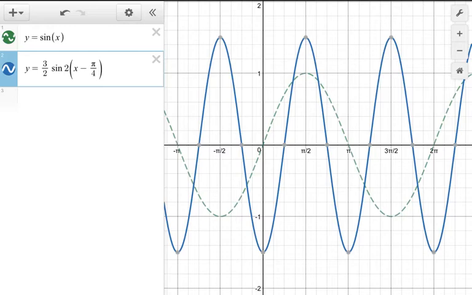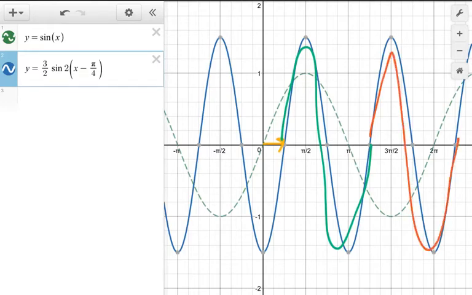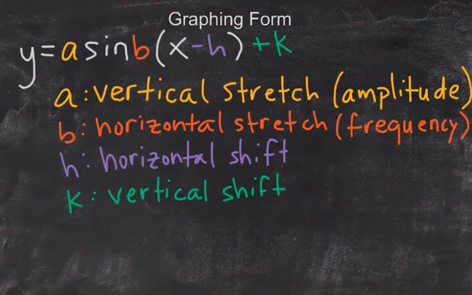Here we've also included a frequency of 2, so that's the one change in this graph. I'm still shifting pi over 4 units to the right. I'm changing the frequency, so I'm going through one full curve and then a second full curve in 2 pi radians. And I've stretched vertically, so my amplitude is 1.5. So it goes up 1.5 units above the midline and 1.5 units below the midline.